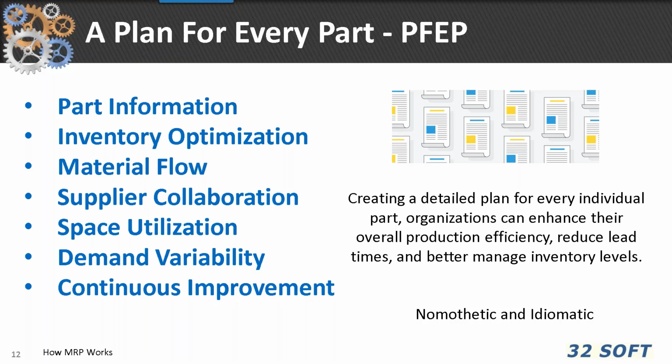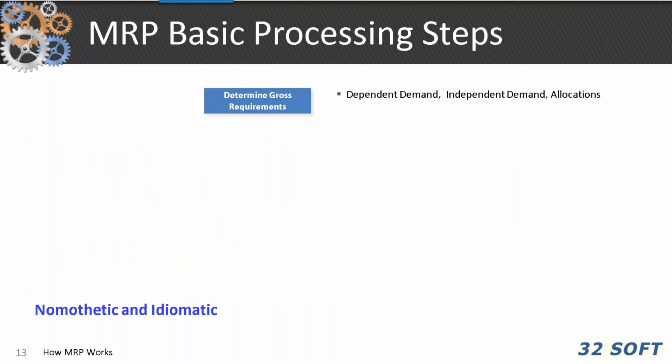Supplier network is critical for MRP. And every part has a variability, that is, a variability in demand and/or supply. For each part, we need the history, actuals by period, etc. And continuous improvement: as conditions change and new information becomes available, the plan is updated. By creating a detailed plan for every individual part, organizations can enhance their overall production efficiency, reduce lead times, and better manage inventory. So let's look at how MRP works and how we make that plan for every part.